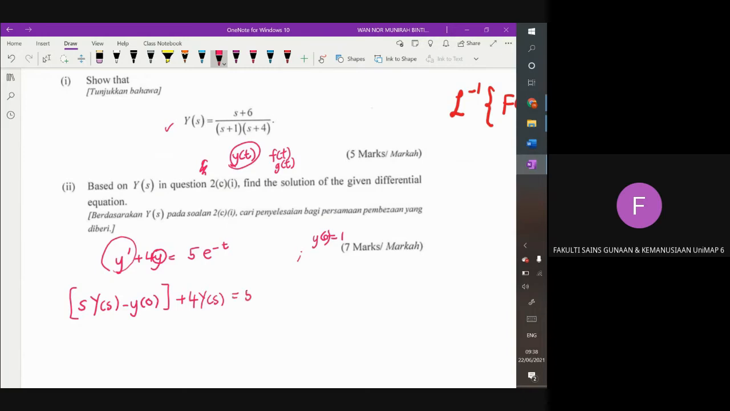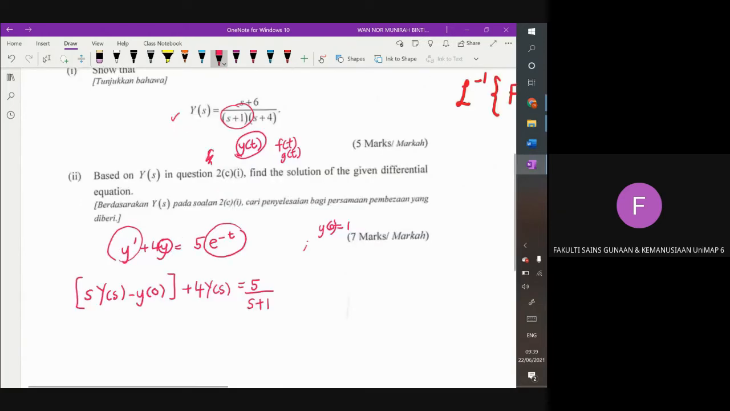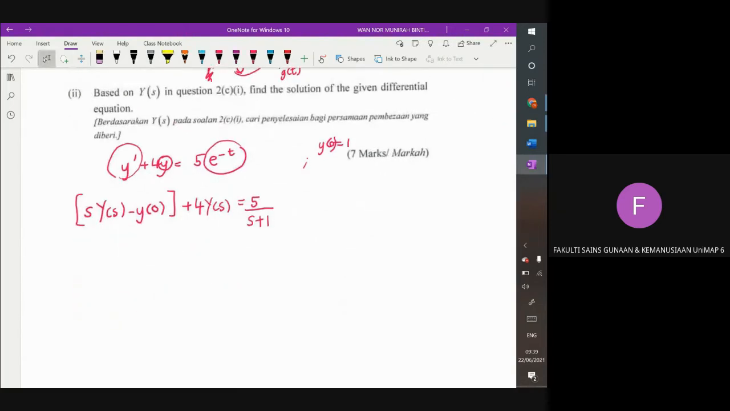Okay, so 5 is 5, taking the Laplace transform of e to the negative t, you have 1 over s plus 1. It looks similar already, almost the same. Okay, so relax, we continue. The next step is to substitute the initial condition. So y0 equals 1, so I will have sys minus 1 plus 4ys equals 5 over s plus 1.